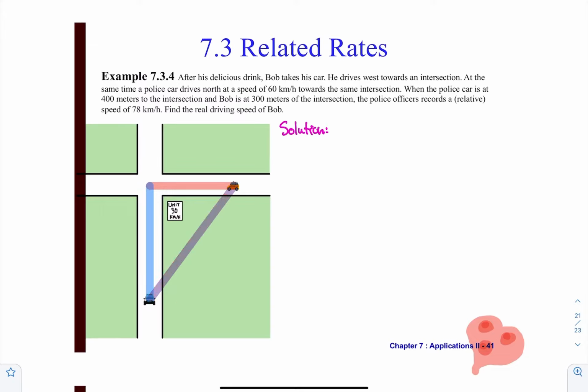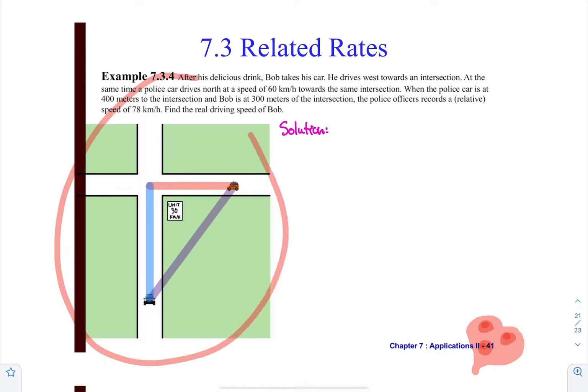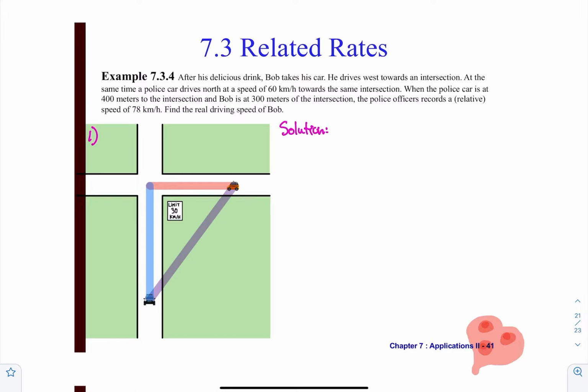Okay, so I already took the liberty to draw what's going on here for my first step. So always make sure you have a good picture. I drew two roads, one horizontal for me going west, one vertical for the police car going north. We're going towards the same intersection. So let's define some variables for this problem. I'm going to call x, and this is typically what I like to do, any distance that is horizontal, I like to use x. So let x be the distance between Bob and the intersection.